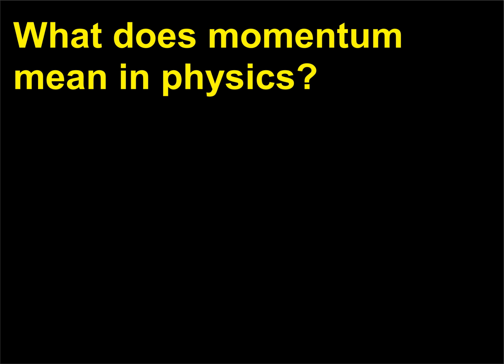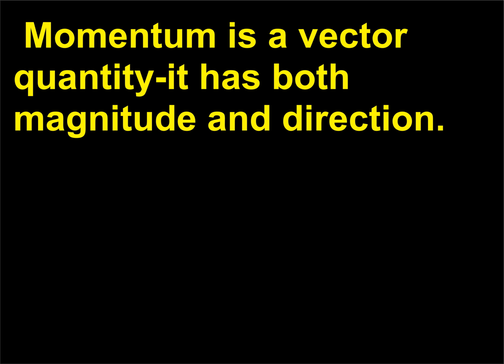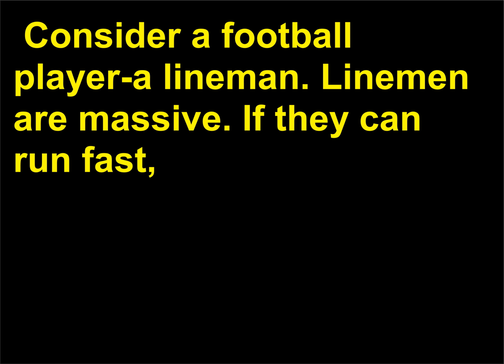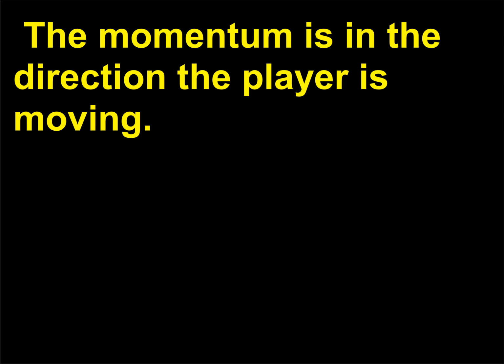What does momentum mean in physics? Momentum is defined as the product of mass and velocity. Momentum is a vector quantity. It has both magnitude and direction. Consider a football player, a lineman. Linemen are massive, and they can run fast. Then the product of their mass and velocity is their momentum, mv. The momentum is in the direction the player is moving.